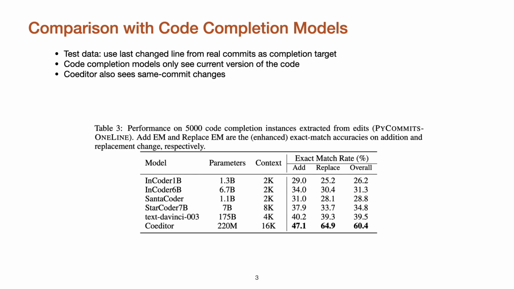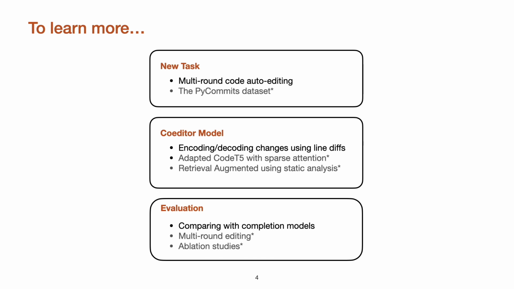The main results from our paper compare Coeditor with other open source code completion models on a simplified line-level code completion task. We built our test set by extracting such code completion problems from real commits taken from open source projects. Because Coeditor can use the same commit diffs as additional context, it achieved superior performance despite using a much smaller model than the baselines. To learn more about this work, please read our paper for more details, such as model architecture and the evaluation setups.